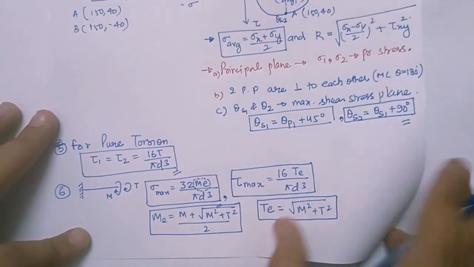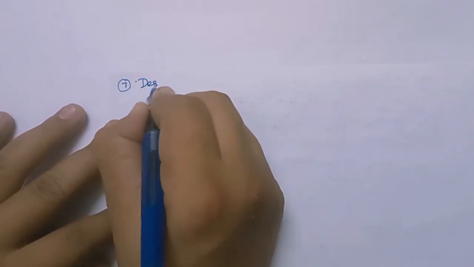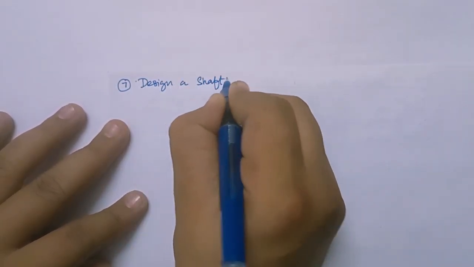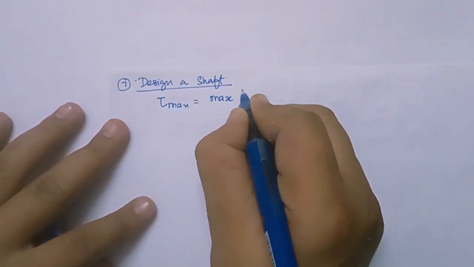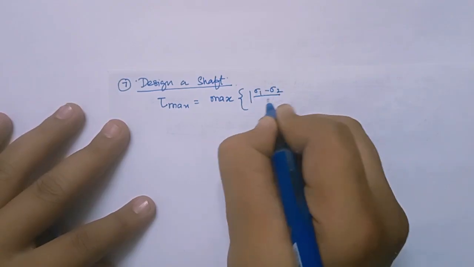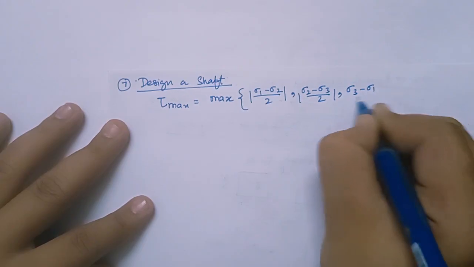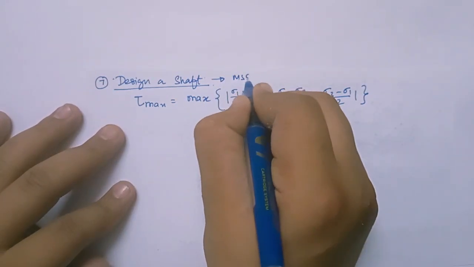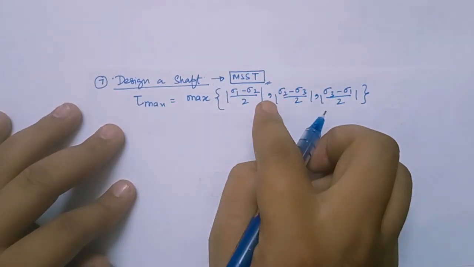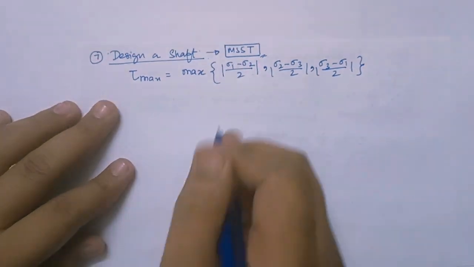next point, 7. If I want to design a shaft, tau max will be the max of (sigma 1 minus sigma 2) by 2, (sigma 2 minus sigma 3) by 2, and (sigma 3 minus sigma 1) by 2, the maximum of these, right? So here I am using MSST, maximum shear stress theory. I'll make a separate video on theories of failure, where we will discuss all the theories. Just I'm using here MSST, maximum shear stress theory.